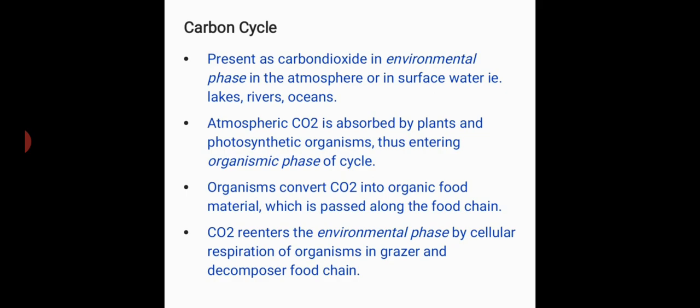Atmospheric carbon dioxide is absorbed by plants and other photosynthetic organisms in terrestrial ecosystems, thus entering the organismic phase of the cycle. Organisms then convert this carbon dioxide into organic food material, which is passed along the food chain. Carbon dioxide re-enters the environmental phase via cellular respiration of organisms in the grazer as well as in the decomposer food chain.